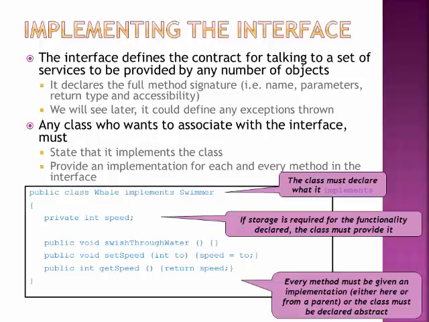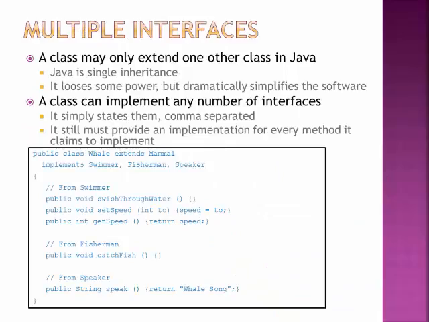Now, we said in Java, you're not allowed to do multiple inheritance. I can't be a mammal and a swimmer class, but I can have multiple interfaces. So let's say I have a bunch of roles things can play. One of the things is you can swim. So you can be a submarine and swim, you can be a whale and swim, you can be a fish and swim, you can be a human and swim, or I can be a fisherman. So I can be a bird and be a fisherman, I can be a whale and be a fisherman, I can be a human and be a fisherman, whatever. Something that goes off and catches fish.